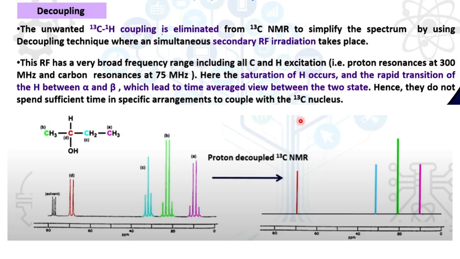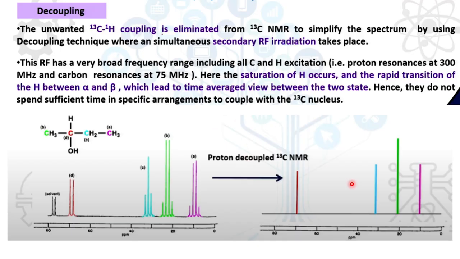Okay. So by providing another external radio frequency, the saturation of hydrogen can occur. So it will transit between alpha and beta, and it will not get sufficient time to interact with your 13C nucleus.